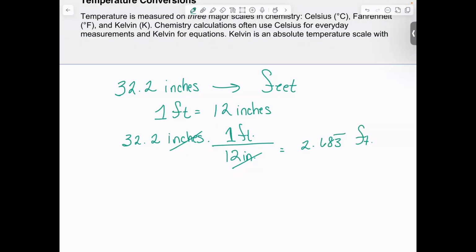And if I were to answer this in the appropriate number of sig figs, I would say, okay, this is 2.68 feet and call it good. Okay, so if I have 32.2 inches, I know I have just over 2.5 feet, and that should make sense, right? We have a yard is 3 feet, and that's 36 inches. So yeah, we're just short of 3 feet, 2.68 feet. Always, I can't stress enough, always take a step back and look at your answer. Make sure it makes sense.